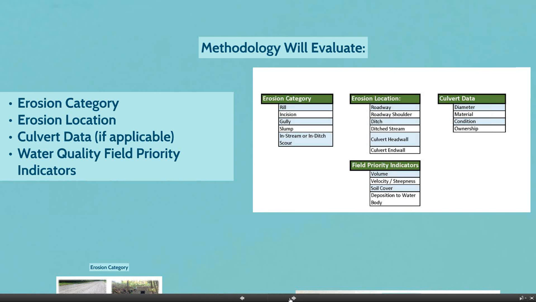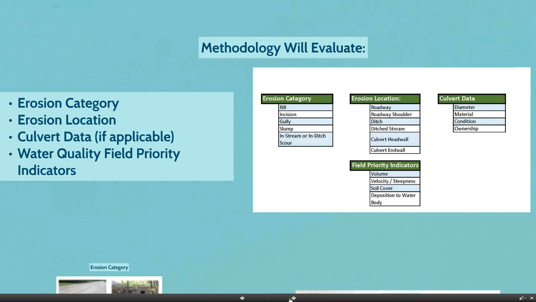A slump feature is when the weight of the road surface itself basically falls into the stream, and that can happen because of scouring down below. It basically weakens the bank, and then the bank slumps. So you can definitely have multiple types of erosion in one area that you need to map.